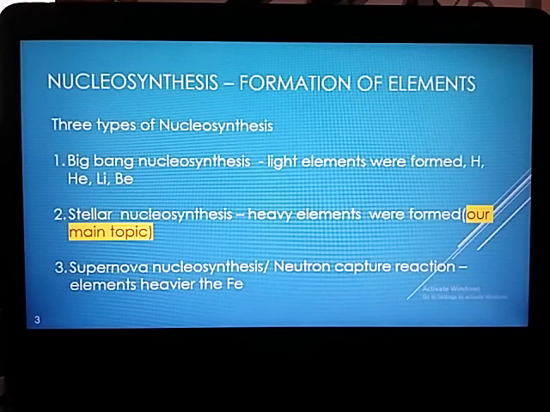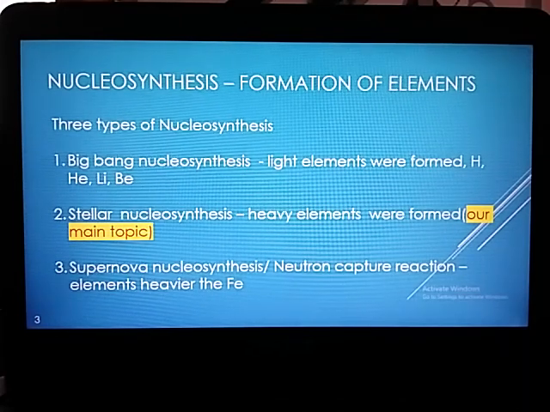So, alam nyo naman yung mga elements, diba? Saan nakalista ang mga elements na to? In the periodic table. How important are the elements to us? Elements are important because they compose matter.